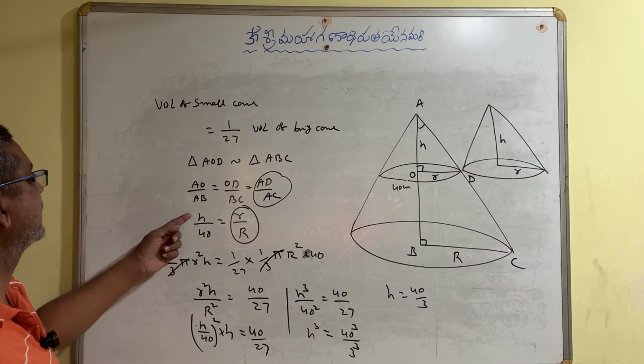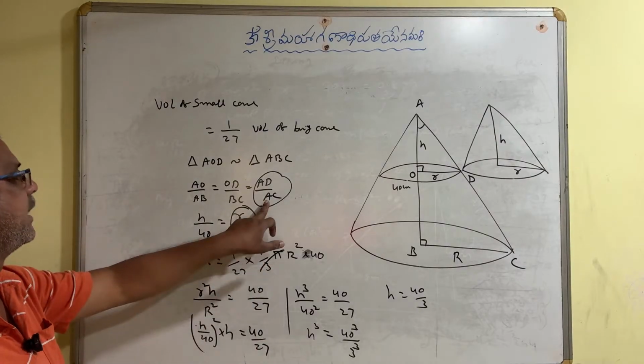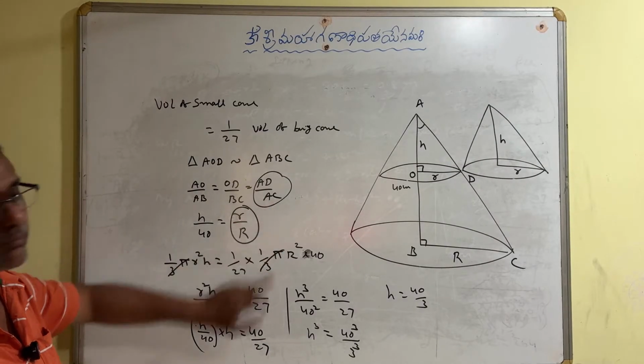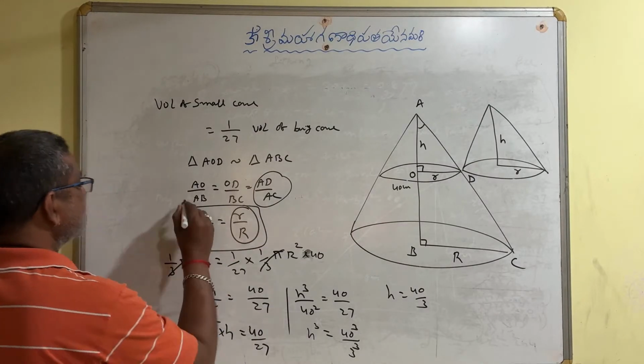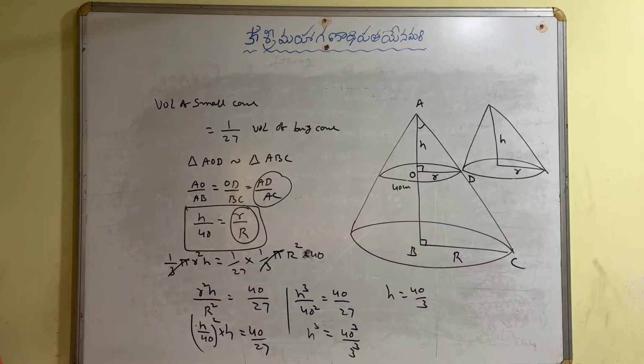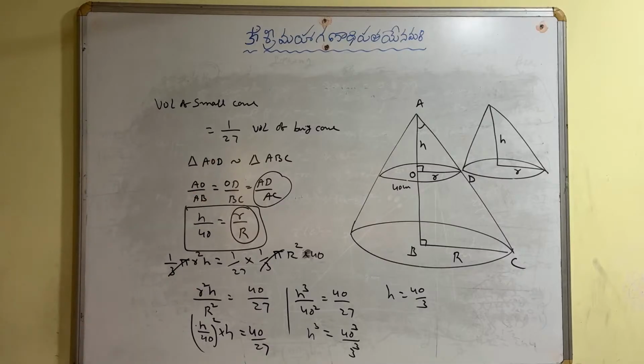Now insert the values. h by 40 is equal to small r by capital R, and no need to think about AD by AC. Keep this relation in a bracket. Now come to the given statement: the volume of the small cone equals 1 by 27th the volume of the big cone.